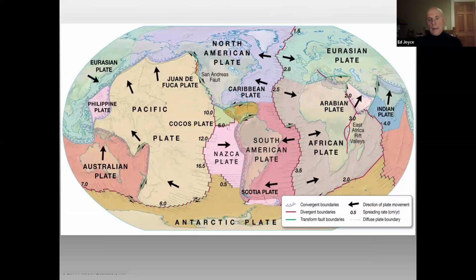This is a reconstruction of what all the major plates on the surface of the Earth look like today. Those numbers are the velocity of the movements of the plates, and they are in centimeters per year. So just as a rule of thumb, if somebody says, oh, how fast do plates move? I say a couple inches per year.